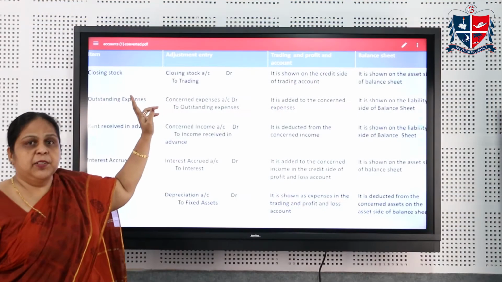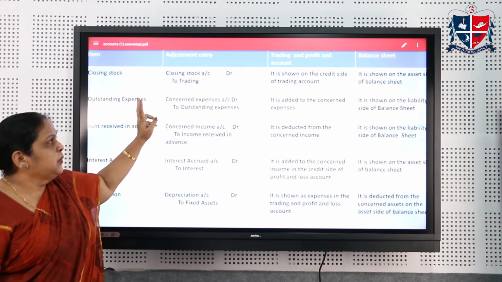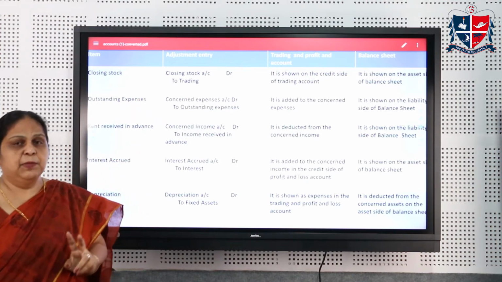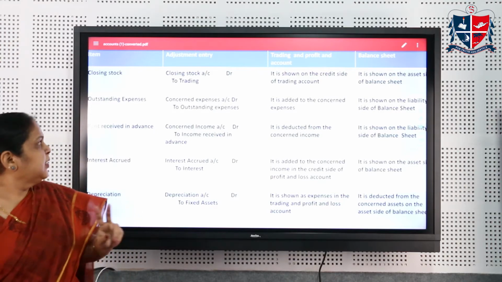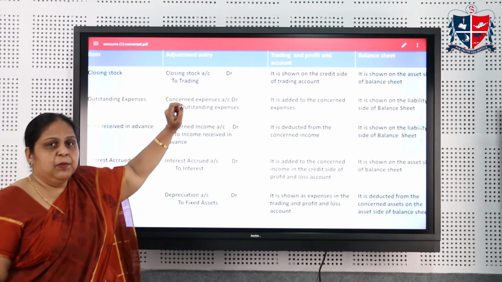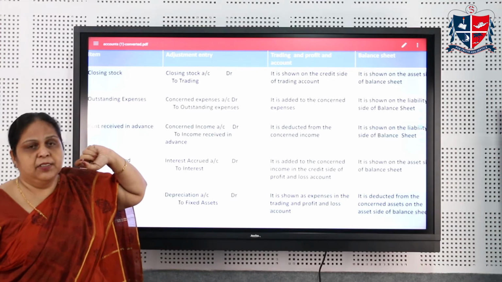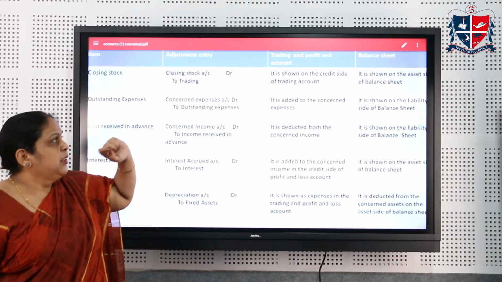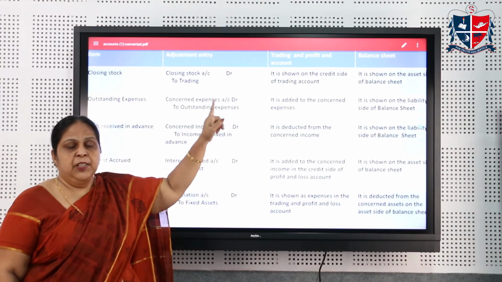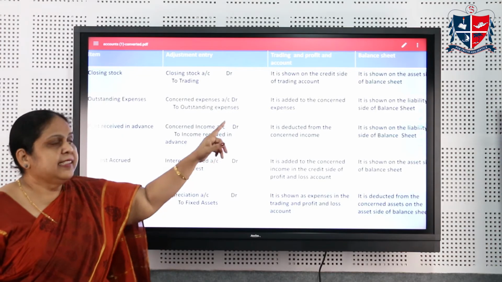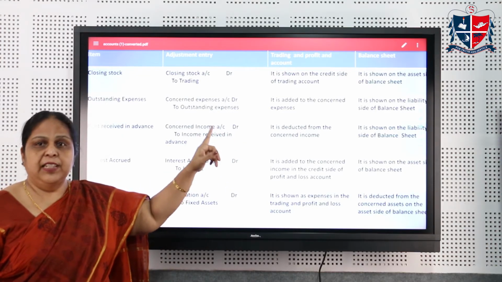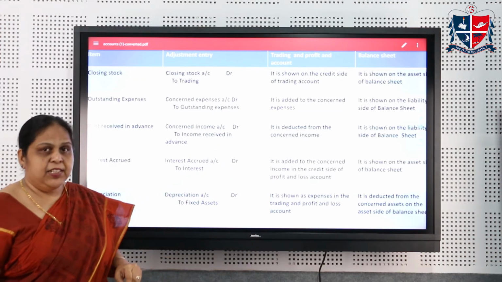The first one was the closing stock. So the closing stock, usually the adjustments are taken twice. It has a twofold effect. So the adjustment entry will be closing stock account debit to trading account. So the first effect is you will see it on the trading account on the credit side, and the second effect you will see it on the asset side of the balance sheet.